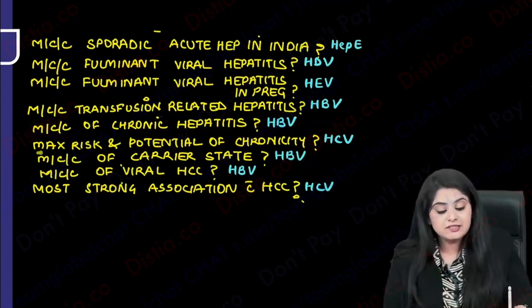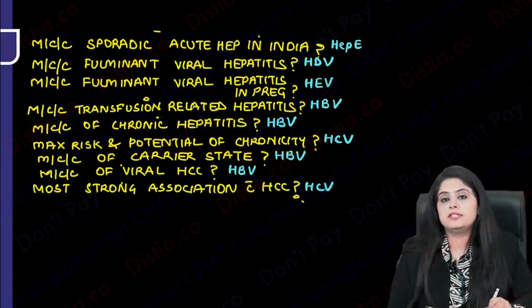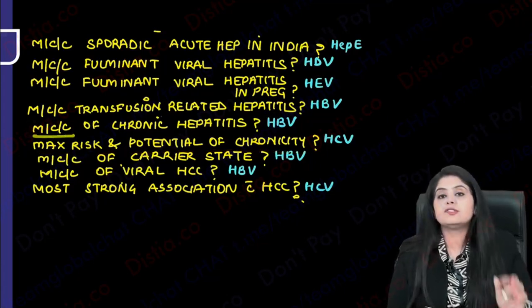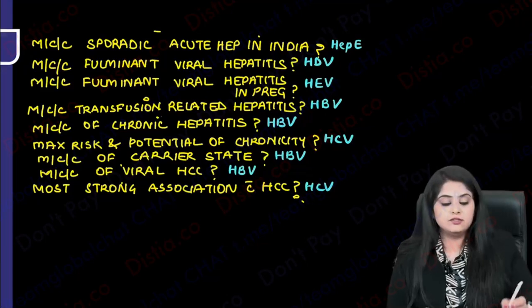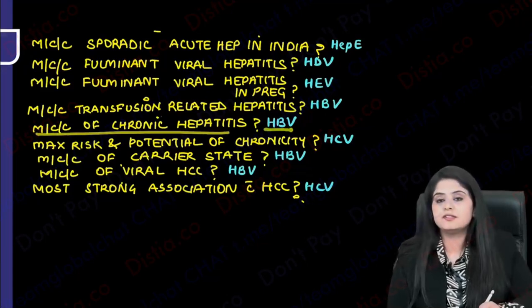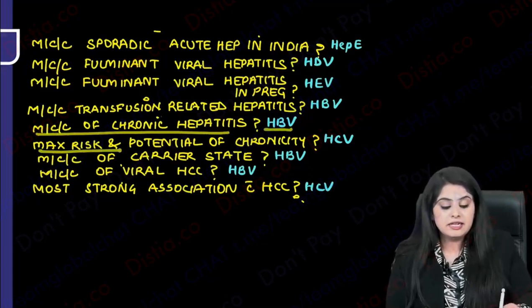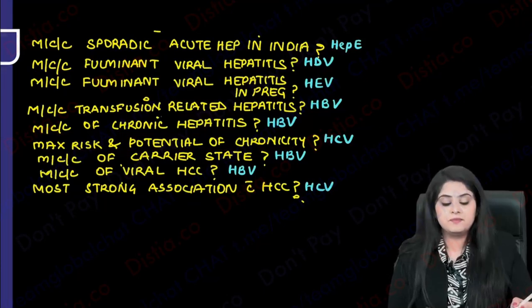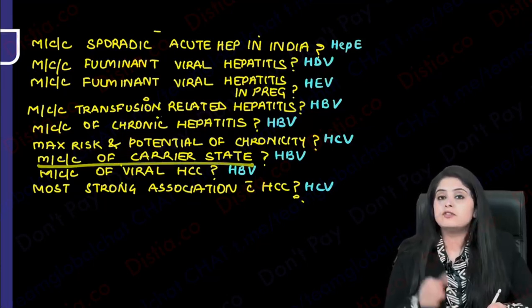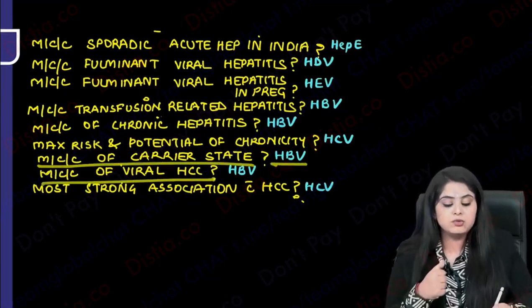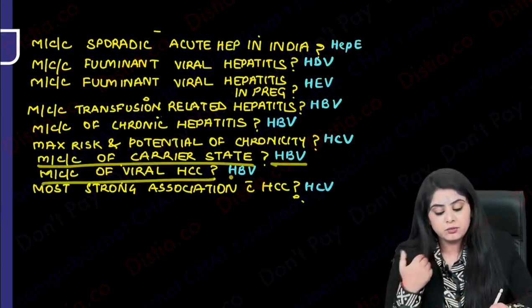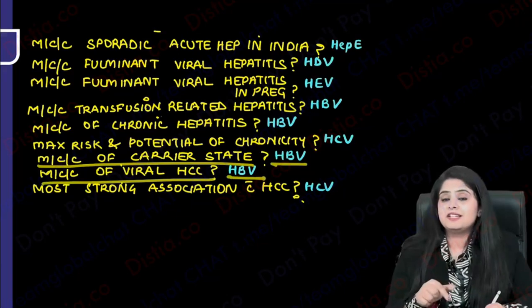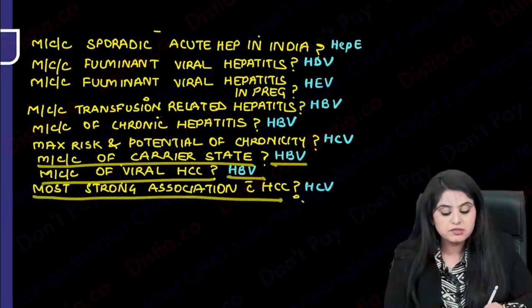But who has a greater potential of chronicity? There's a difference. See, most common cause is based on the number of cases and the prevalence. The most common cause of chronic hepatitis is hepatitis B. But who has a greater risk of converting to chronicity? That is going to be hepatitis C. Also, what is the most common cause of carrier state? Hepatitis B. What is the most common cause of hepatocellular carcinoma? Hepatitis B. But if I suddenly say which has the strongest association with hepatocellular carcinoma, that is hepatitis C.